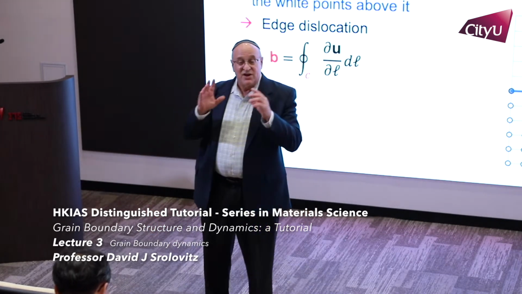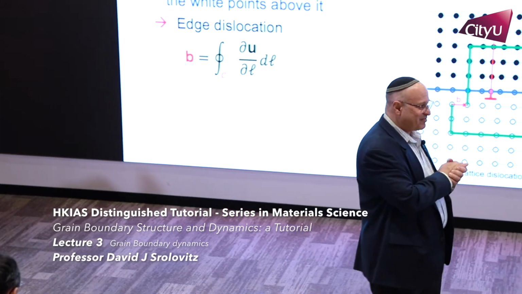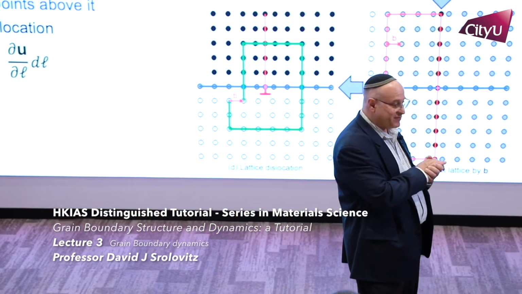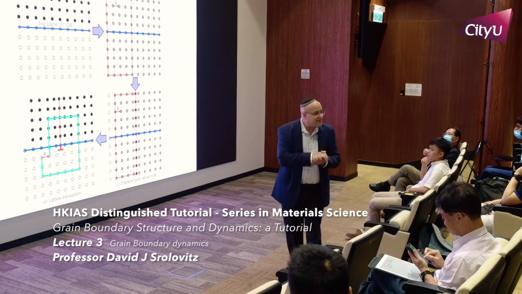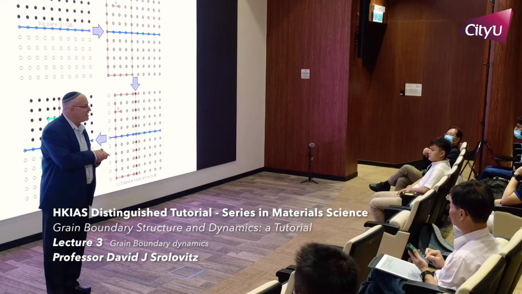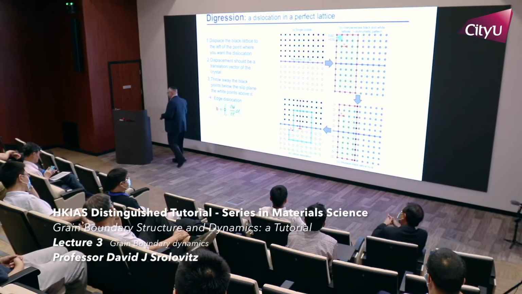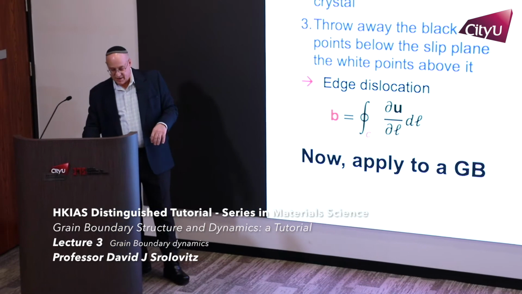Okay? So now I want to do the same thing, exactly the same process, in a grain boundary. Okay? We're going to do exactly the same thing. The only difference is the lattice we're talking about now is this dichromatic pattern, this black and white lattice that I had before.